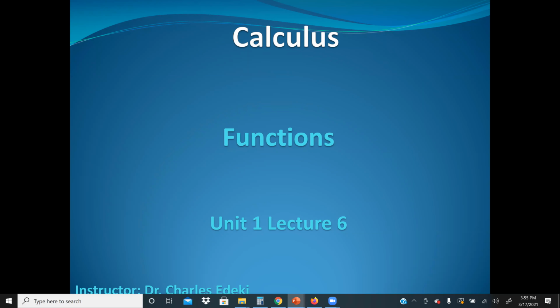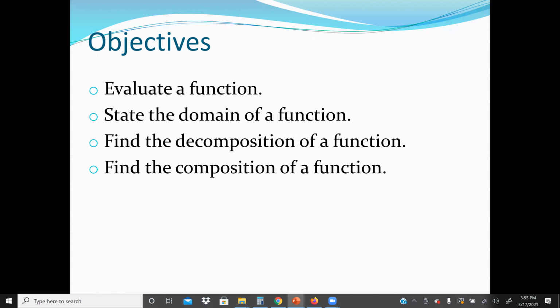In this lecture, we will go through functions. This is our unit 1, lecture number 6. We are still on pre-calculus subjects. Here we're going to learn how to evaluate a function, state the domain of a function, and also find the decomposition and the composition of a function.